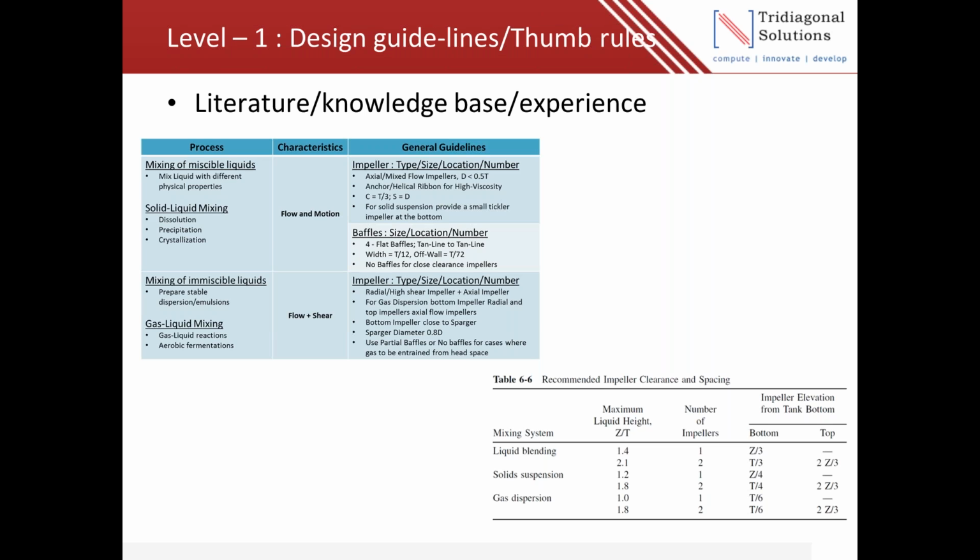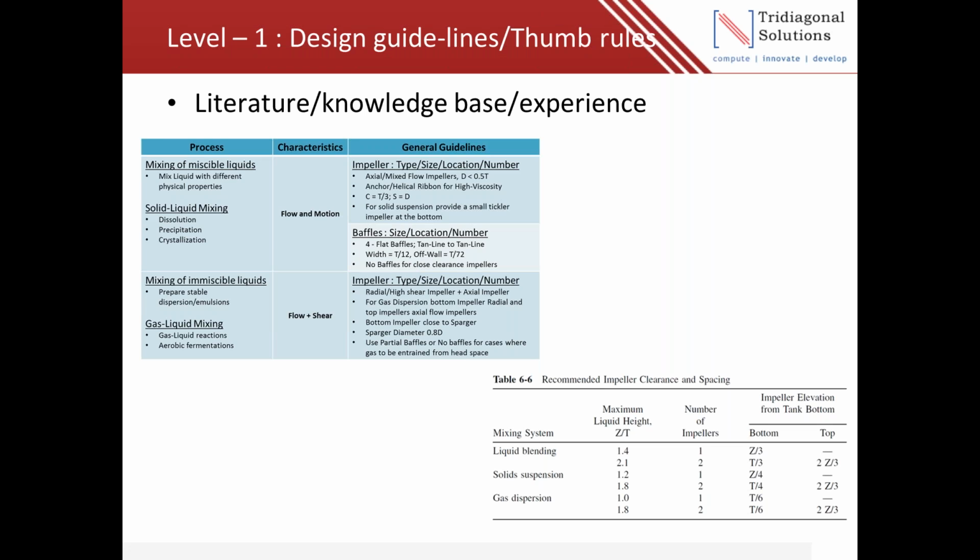There are some guidelines or thumb rules available to decide where the impeller should be located from the vessel bottom, or if we are using a multiple impeller system, what should be the spacing between the impellers. So we can look at 30% of the tank diameter as the distance from the bottom of the vessel for the impeller. And if we are using a multiple impeller system, then we can space them; the spacing between the impellers can be equal to the impeller diameter. For solid suspension, we generally provide a very small tickler impeller at the bottom so that it keeps the solids suspended from the vessel bottom.